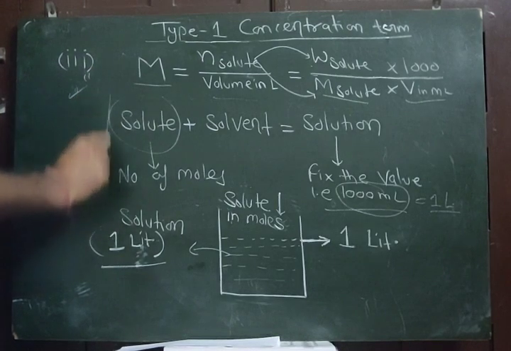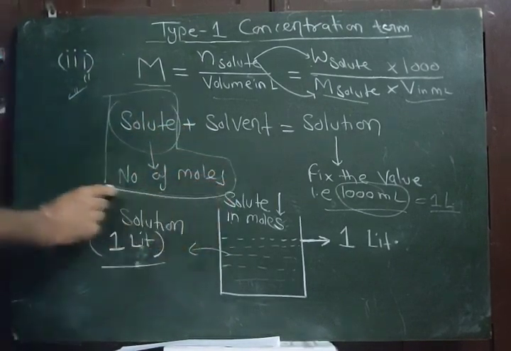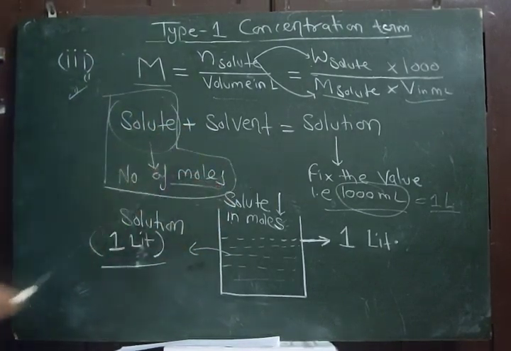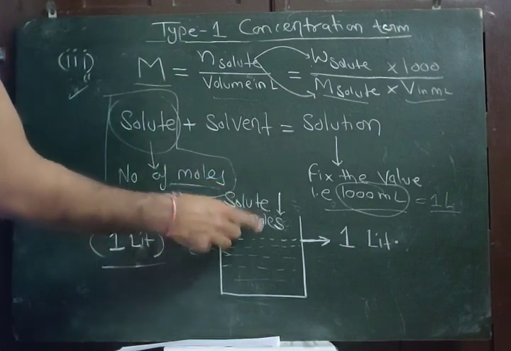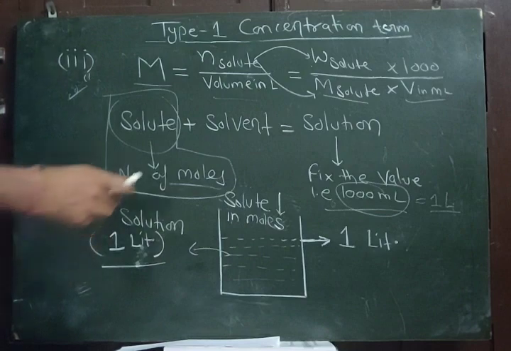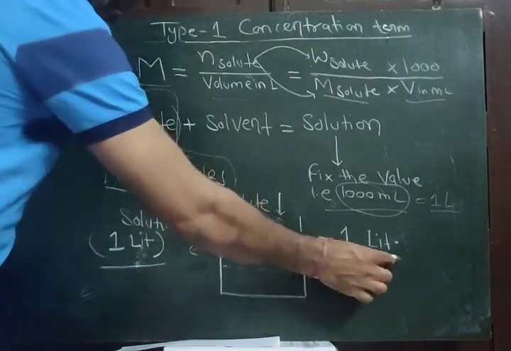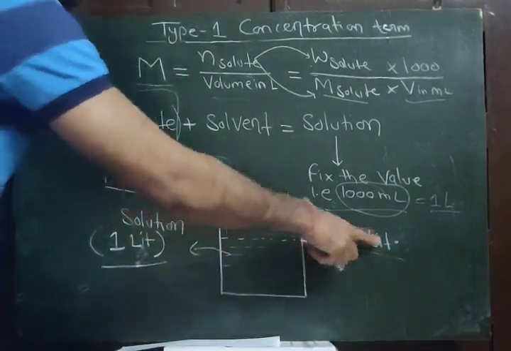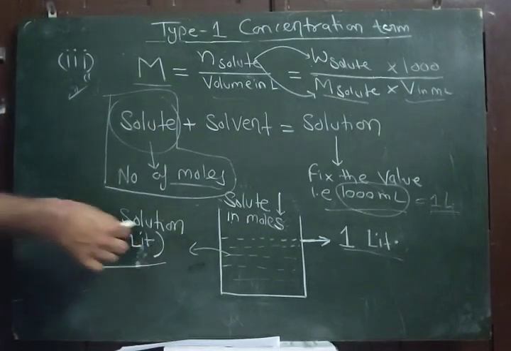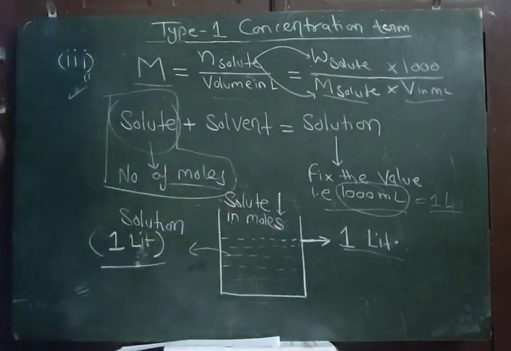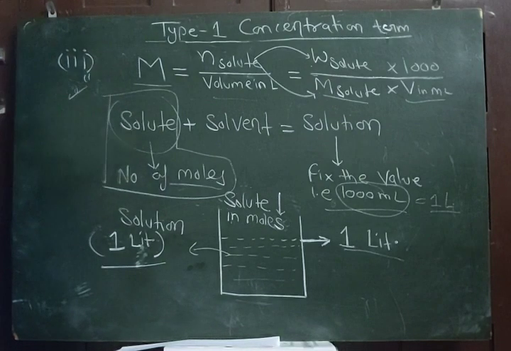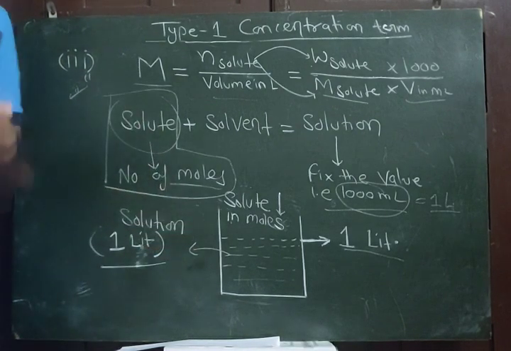As we have already discussed, solute we will use in moles. So here is the number of moles of solute which is added in the solution. The volume of the solution will be fixed, that is 1 liter. So this is basically the physical or experimental aspect of molarity.